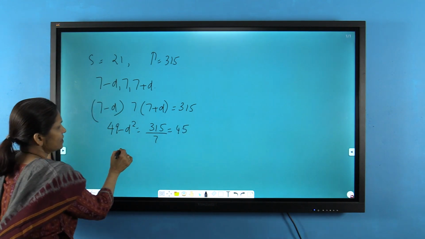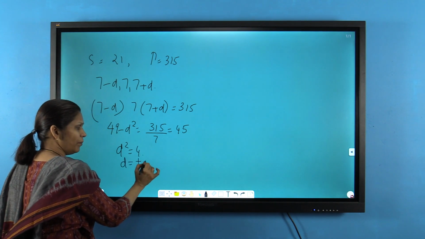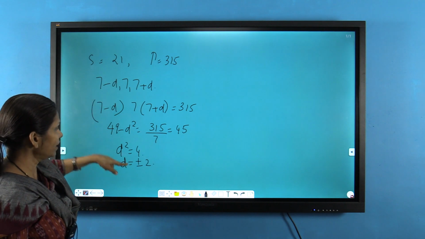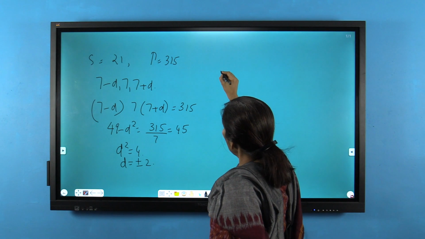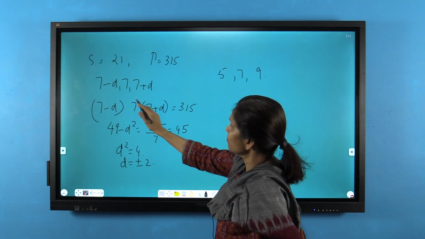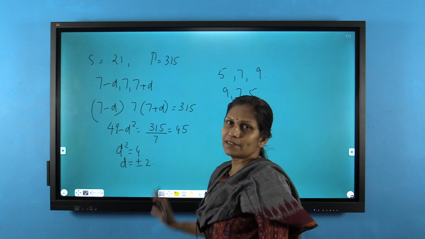45. So what is d squared? It is 4. d can be positive or negative, plus or minus 2. So what will the three numbers be? If it's plus 2, the three numbers in AP are 5, 7 and 9. If I take minus 2, it is 9, 7 and 5. Either way, it is these three numbers in AP.